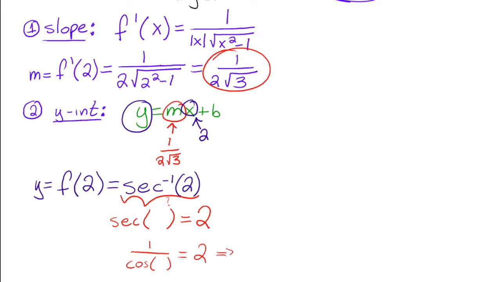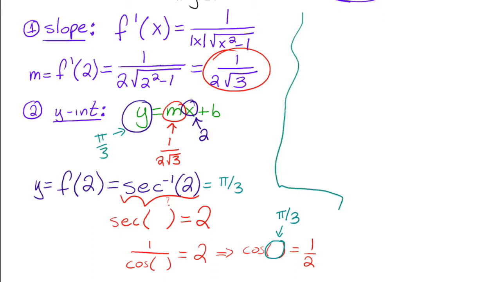Or in other words, cosine of what angle is equal to 1/2. And so now, this is something that we can understand. If you already knew what it was, well, good for you. But if you didn't, now you would say, oh, well, that's pi over 3. Great. So inverse secant of 2 is pi over 3. And so that's what y is equal to, pi over 3.